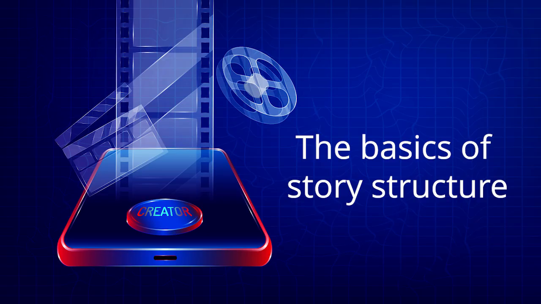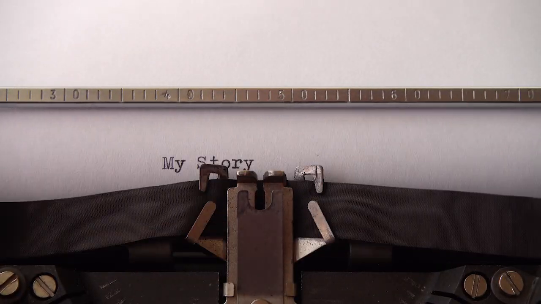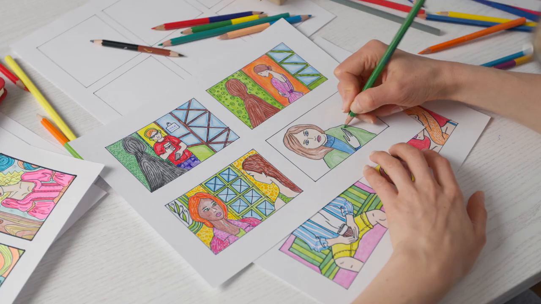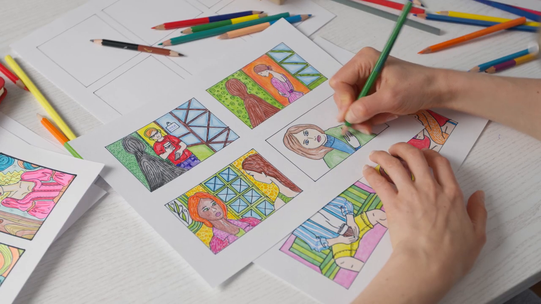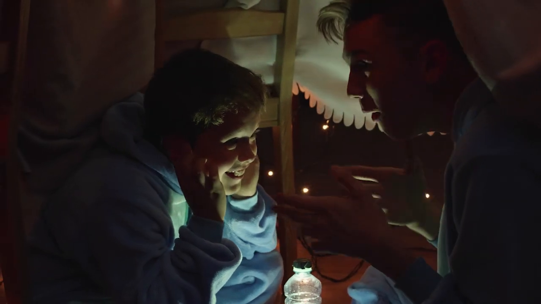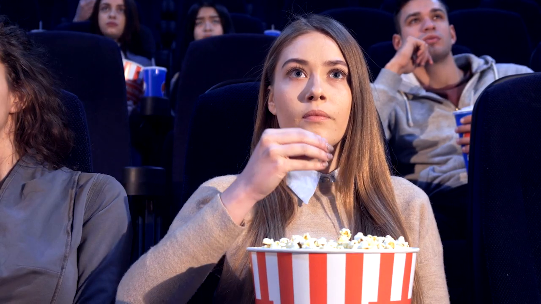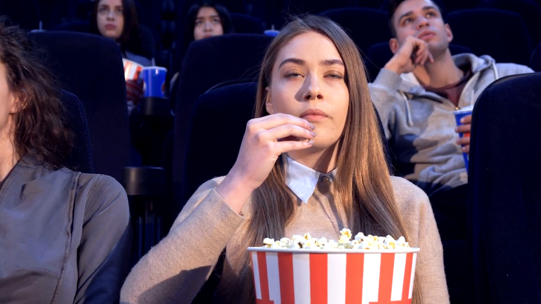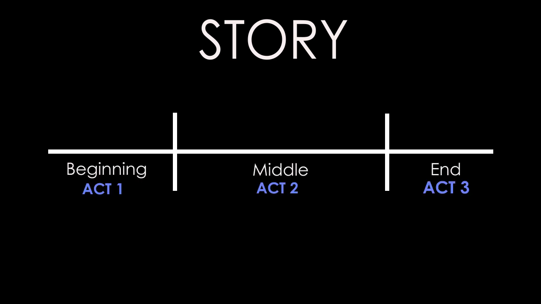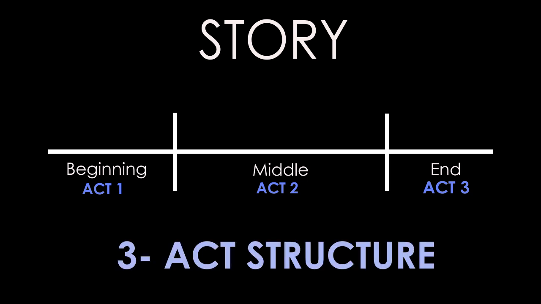The basics of story structure. Often, stories are used to explain and illustrate ideas. Stories bring ideas to life. Each story has three main components: the beginning, the middle, and an end. It is called the three-act structure.